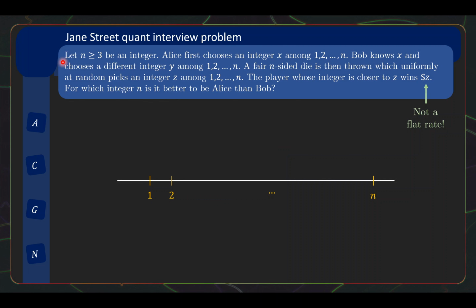So for this problem, let n be an integer greater than or equal to 3. This problem involves two players, Alice and Bob, playing a game. Alice first picks a number x among 1 to n. Then Bob, who knows the number that Alice picks, is required to pick a different integer y among 1 to n. Then a fair n-sided die is thrown which uniformly picks at random an integer z among 1 to n.